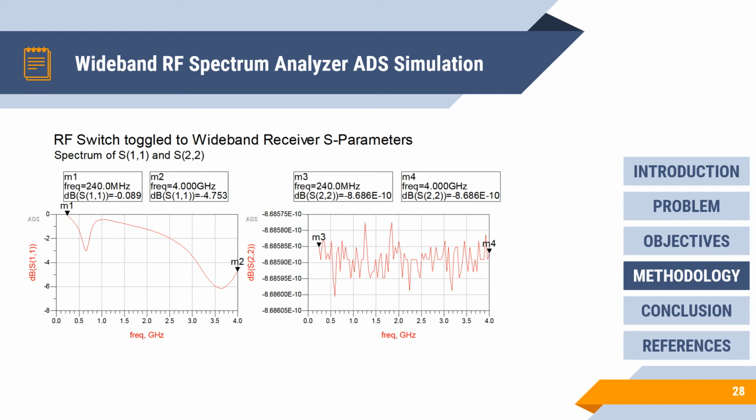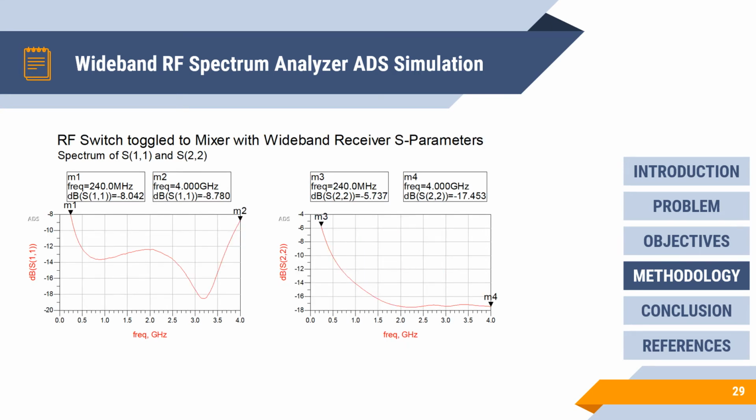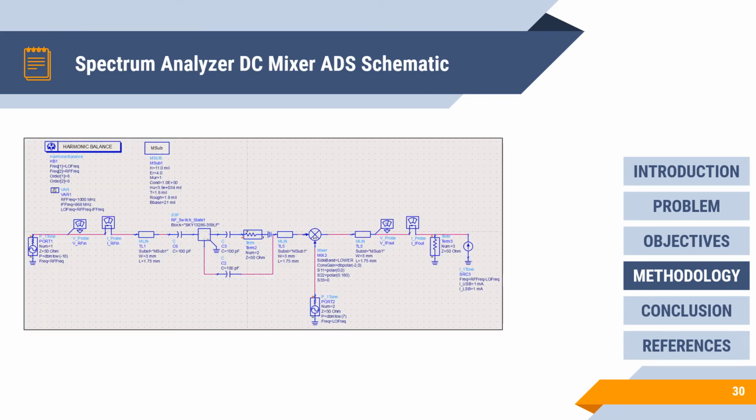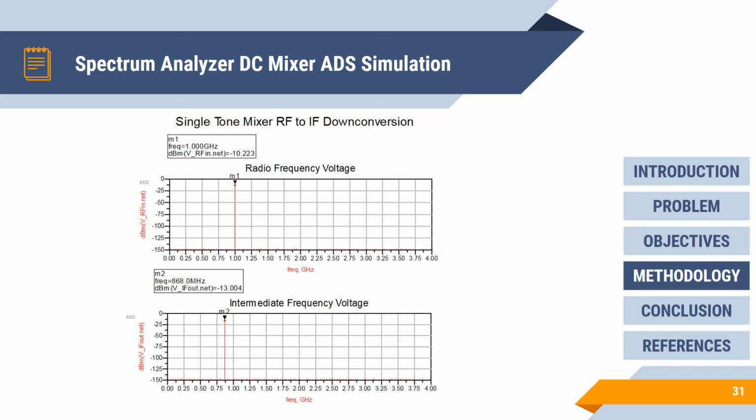Here's the S parameter S11 and S22 spectrum of the wideband receiver that is directly connected to the RF switch. Here's the S parameter S11 and S22 spectrum of the mixer connected to the second wideband receiver. Here's the schematic of the mixer in preparation for translation analysis through simulation. Here's the simulated signal wherein the input signal of 1000 MHz had been downconverted to a corresponding output of 868 MHz. This can now be analyzed by the second receiver.